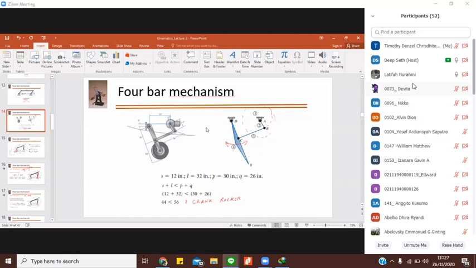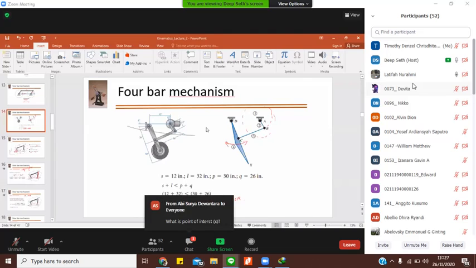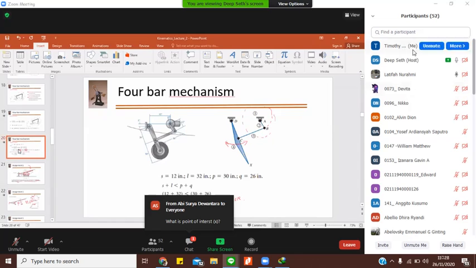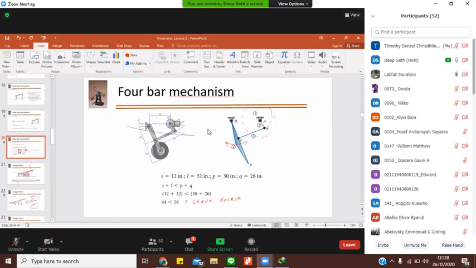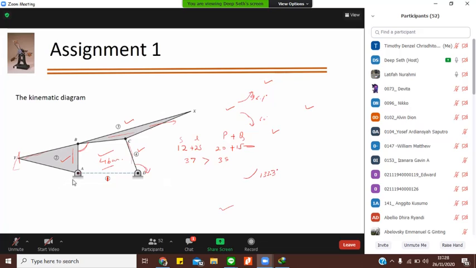Probably, I think this one, assignment one. Yeah, I think he's asking about what is point of interest. I'm trying to understand, I think it's here in the handle. Yeah, at point X, he's writing it in the chat group. Okay, so he's trying to ask what this device is actually doing.